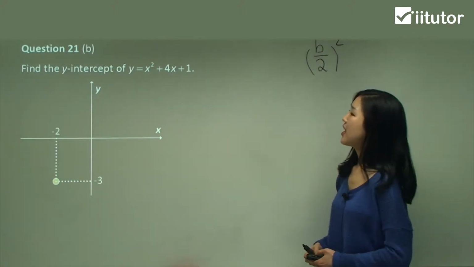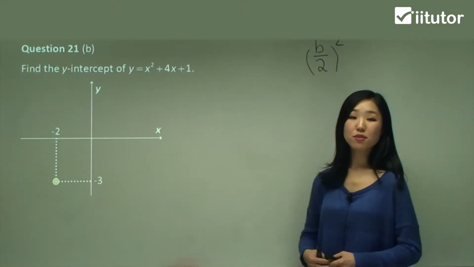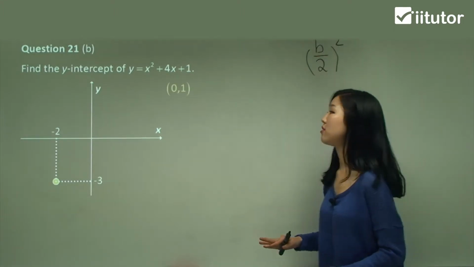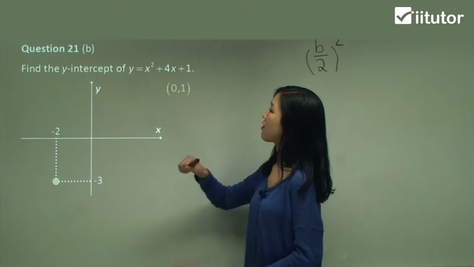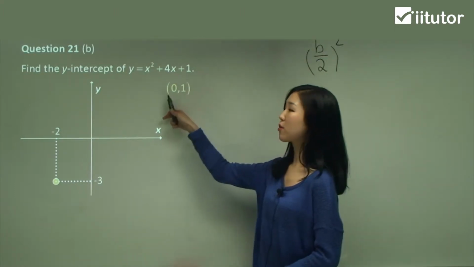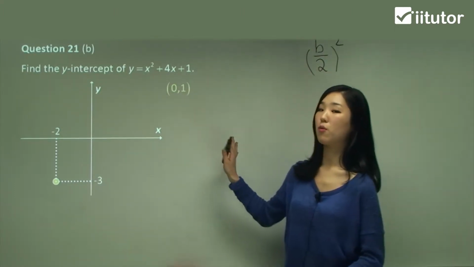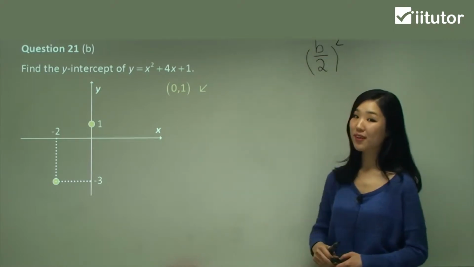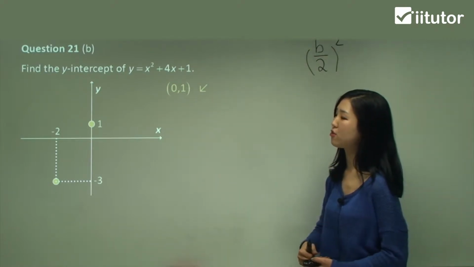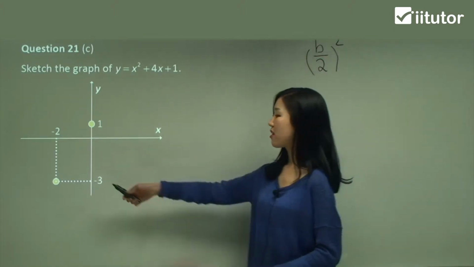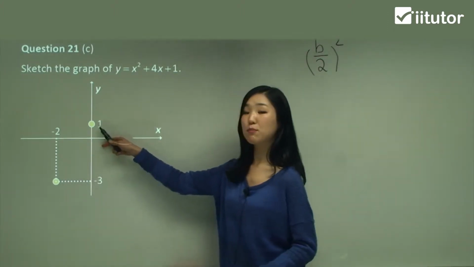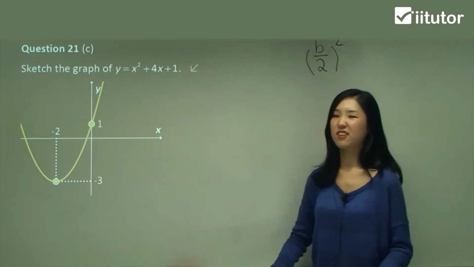Okay. Now B says find the y-intercept. Easy, just sub in x equals 0. So that's the y-intercept. I just subbed x equals 0, and you should just be left with 1. So the coordinates of the y-intercept is (0, 1). So just plot that in as well. Okay, so we know that the graph will pass through those 2 points. Now to sketch the graph, well this one, if that's the vertex and the y-intercept is there, obviously it's just going to look like that.